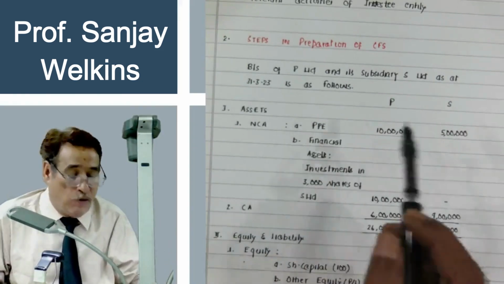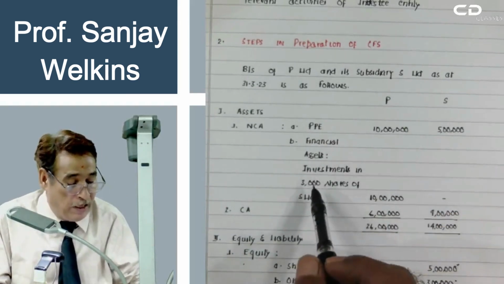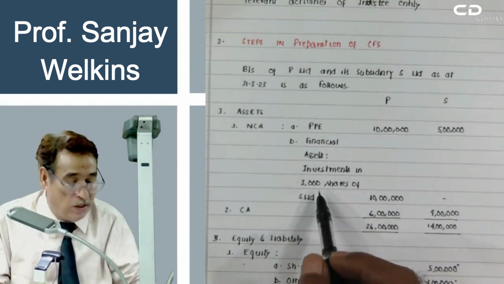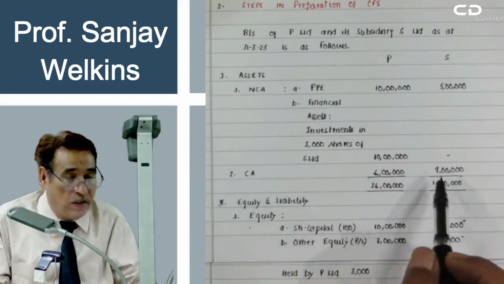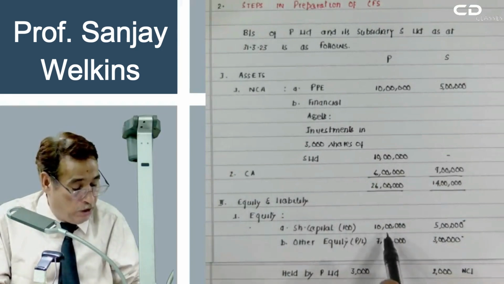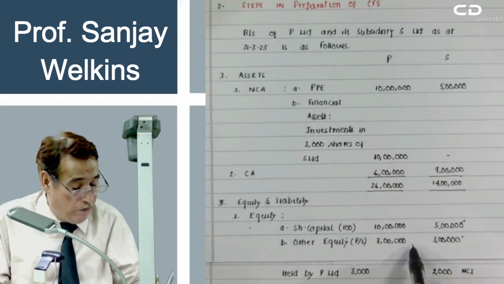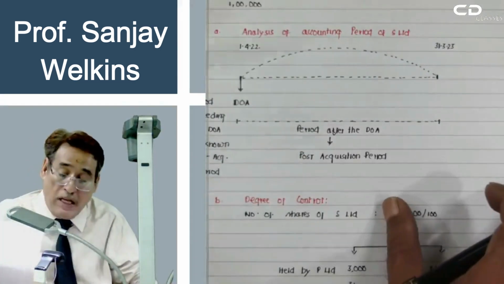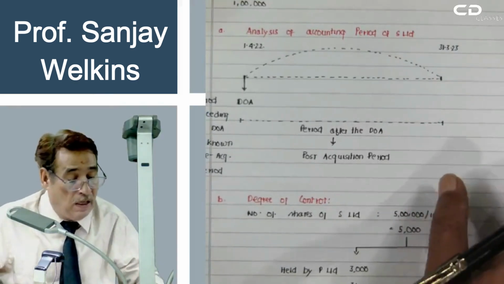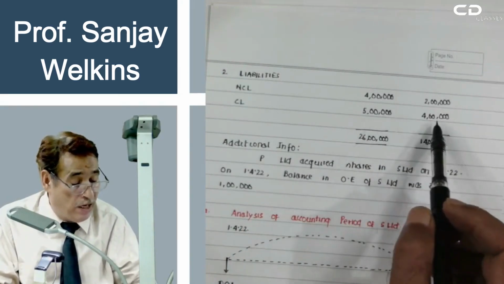In that question, property, plant and equipment was 10 lakh and 5 lakh, and investment of P Limited in subsidiary was 3,000 shares. Current assets were 6 lakh and 9 lakh. Besides that, equity was 10 lakh, one share is of 100, and equity of subsidiary was 5 lakh, other equity was 3 lakh. Liabilities: non-current liability 4 lakh and 2 lakh, current liability 5 lakh and 4 lakh.